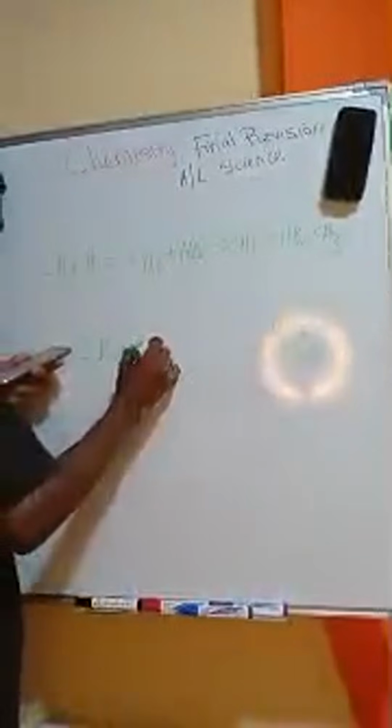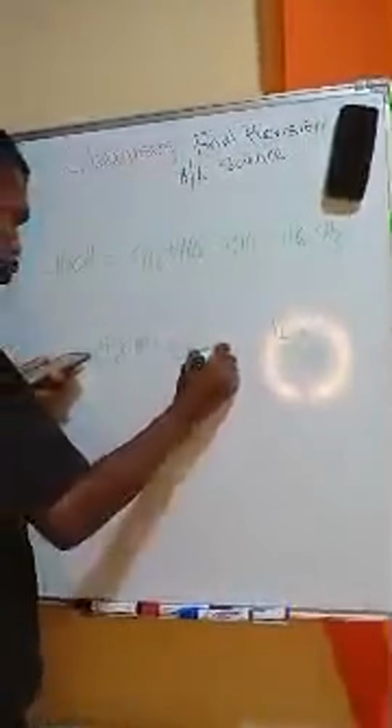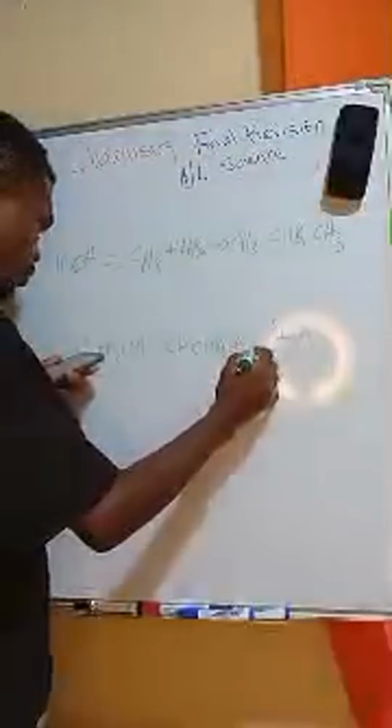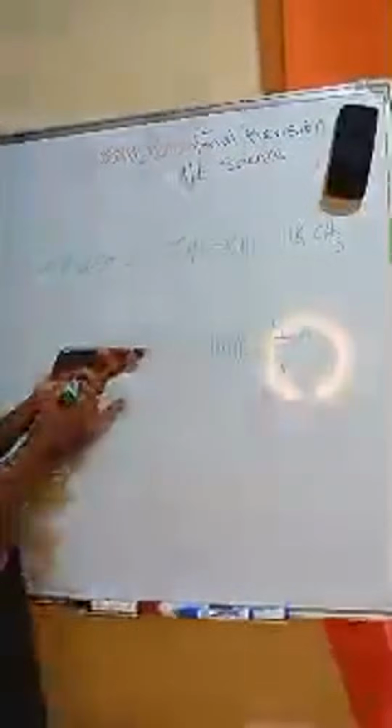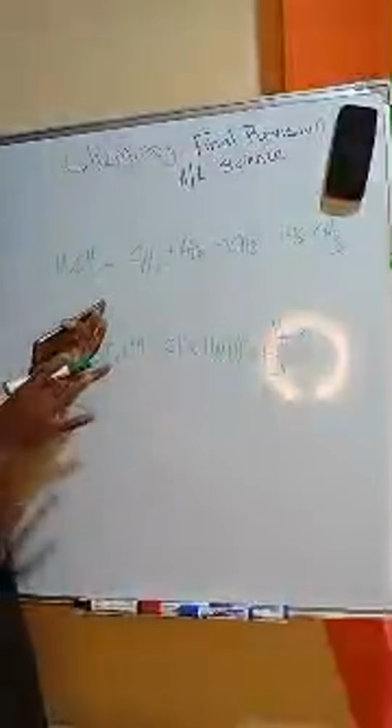Now we go to E. E says give the systematic name of the compound. Okay, the compound is CH3CH=CH followed by CH3. So we have to give the name of this. What does it mean? You just need to know how to name organic compounds. That's all. So just go fast.